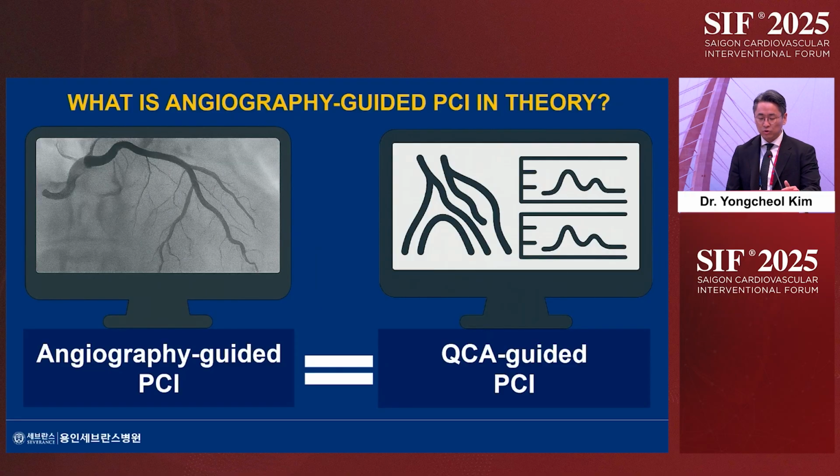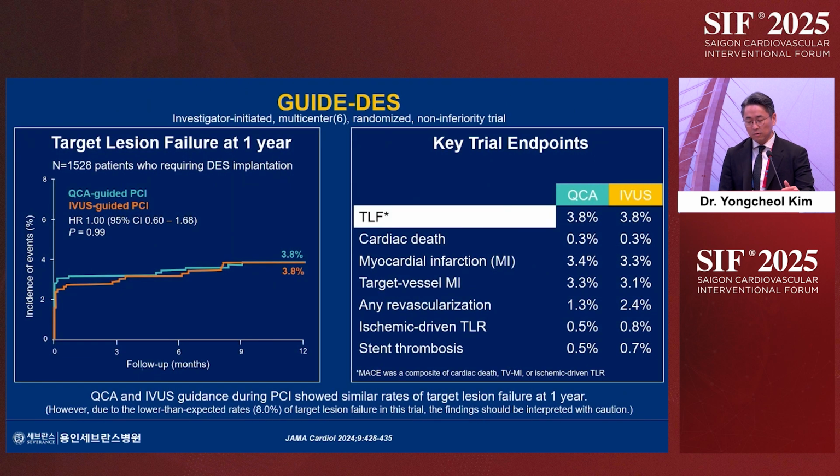Theoretically, angiography-guided PCI refers to QCA-guided PCI. A couple of years ago, GUIDE-DS, a multicenter randomized non-inferiority trial conducted by Asan Medical Center, demonstrated that QCA-guided and IVUS-guided PCI showed a similar rate of target lesion failure at 1 year among about 1,500 patients requiring DES implantation.